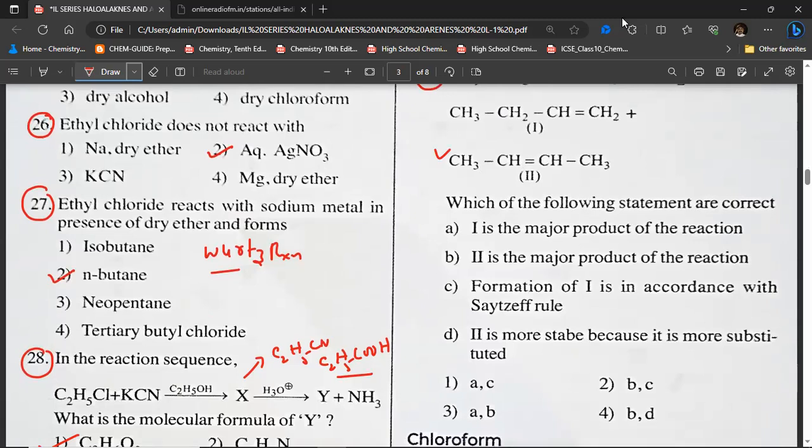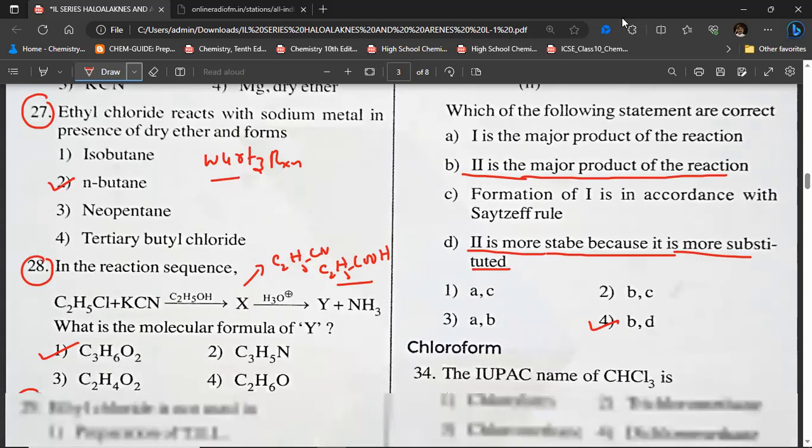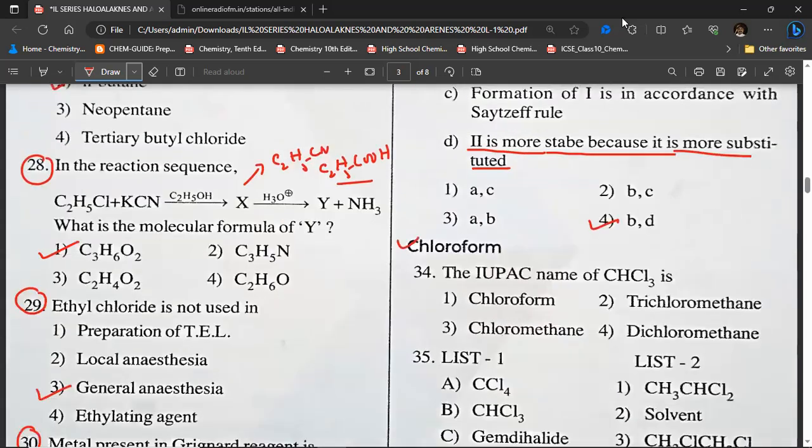So we'll go with the fourth option, B and D, for this one. We have the second Roman is a major product. The second Roman is said to be more stable because of the more substituted compound. Next, we have a polyhalogen compound, chloroform.